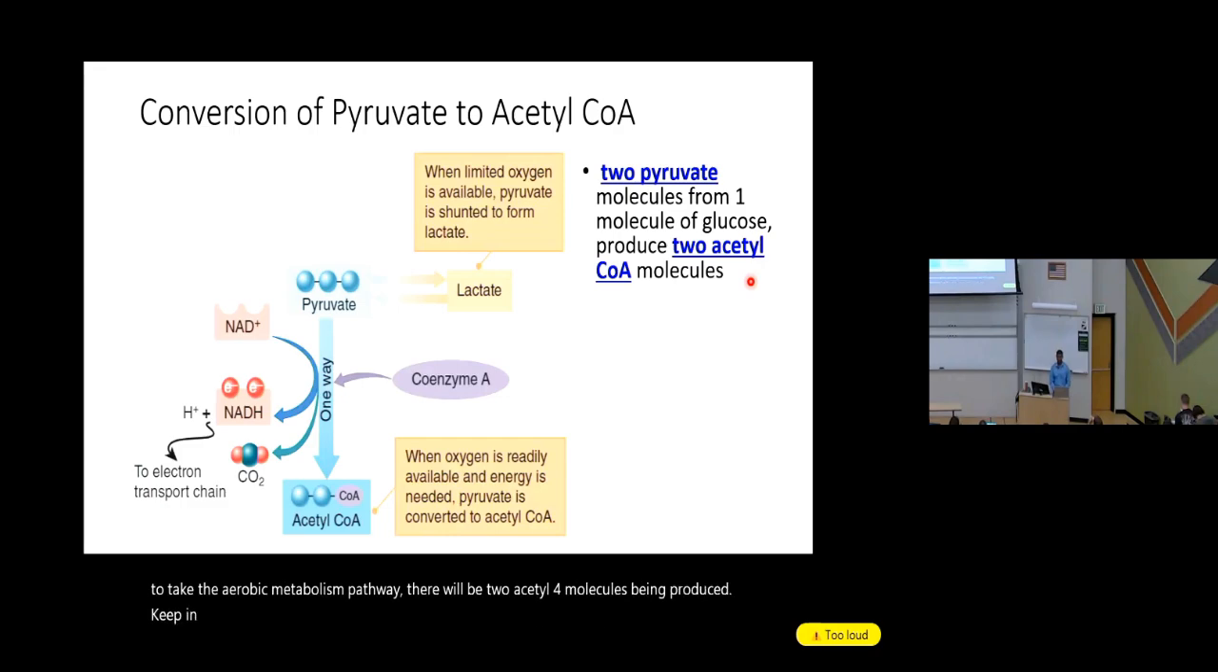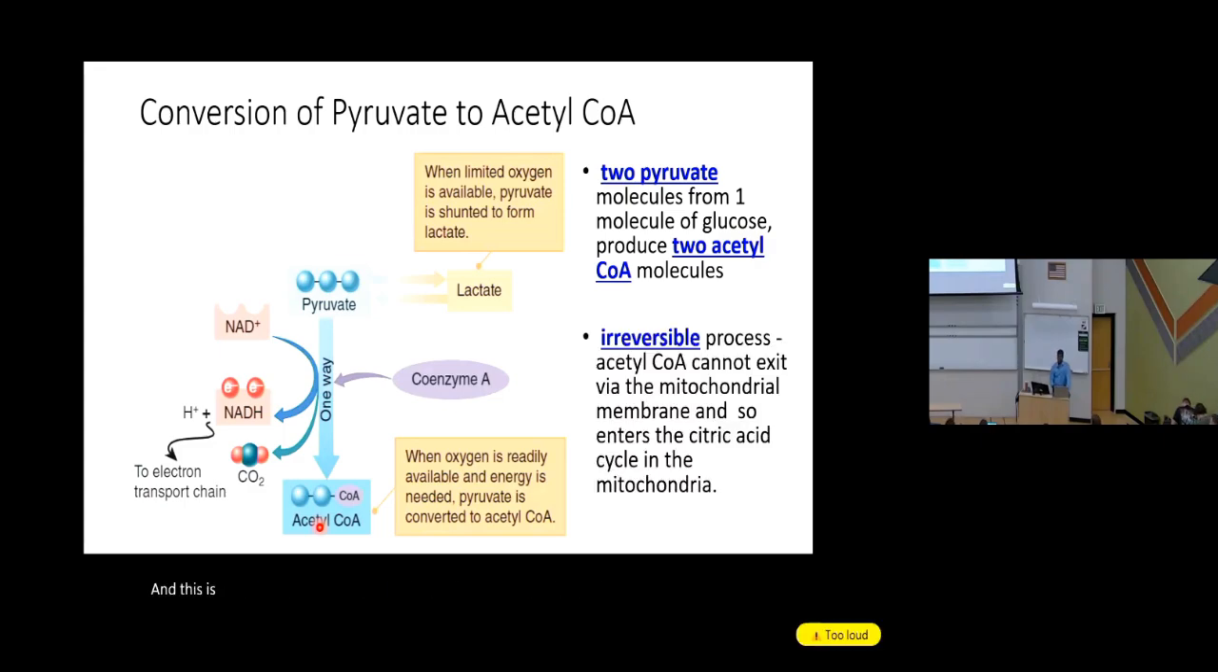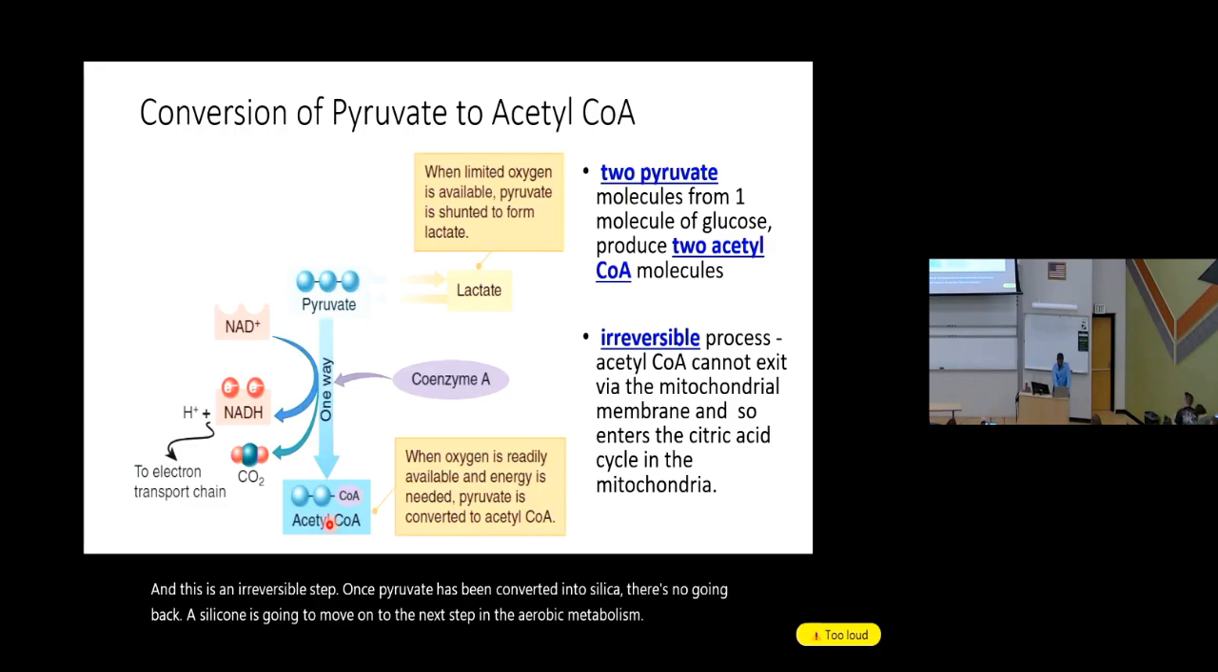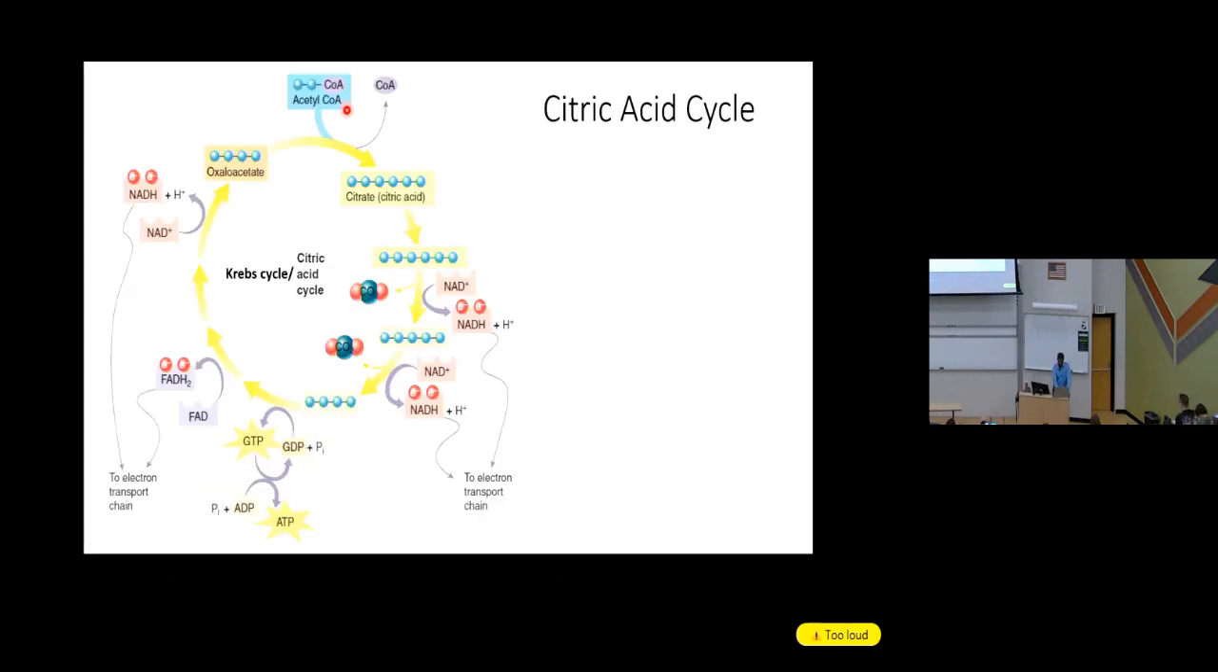Keep in mind that there were 6 carbons in the glucose molecule, and then you have 2 pyruvates, each has 3 carbon atoms, and then each of those pyruvates will be made into acetyl-CoA, so you'll have 2 carbon dioxides released and 2 acetyl-CoA being produced. And this is an irreversible step. Once pyruvate has been converted into acetyl-CoA, there's no going back. Acetyl-CoA is going to move on to the next step in the aerobic metabolism, and the next step is acetyl-CoA entering into the citric acid cycle.